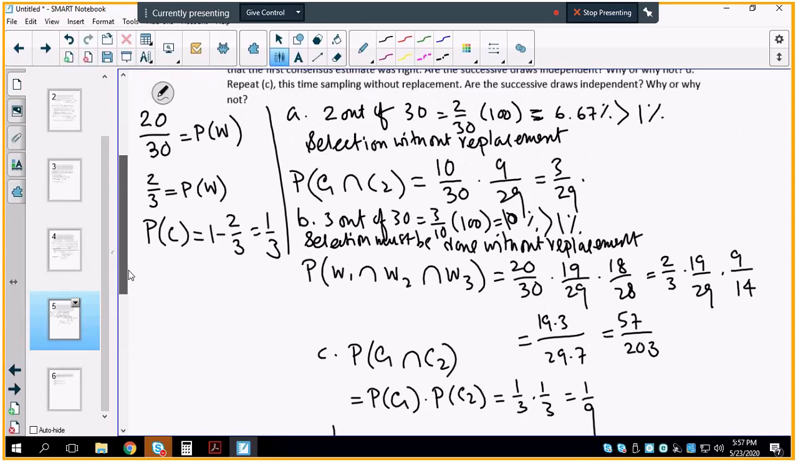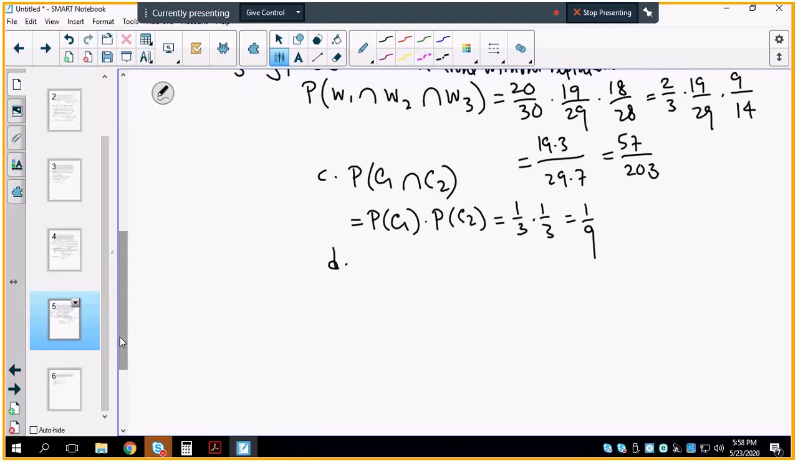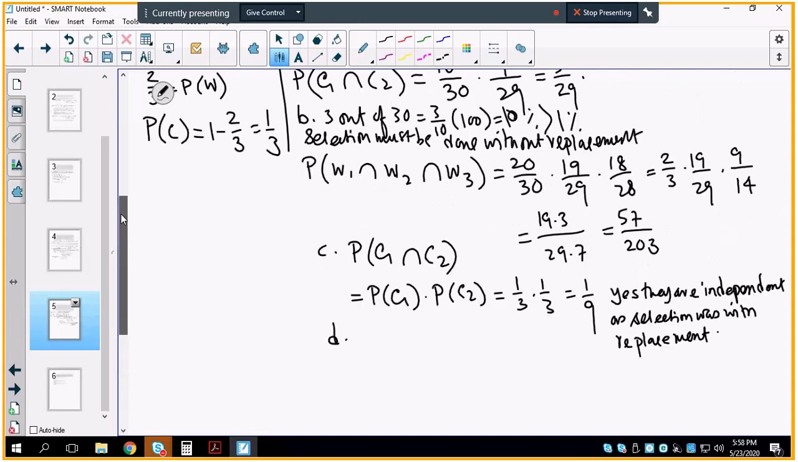The fourth one, in this part it is also asking, are the successive draws independent? Why or why not? So I'm going to say that yes, they are independent. And why are they independent? Because you have done the selection with replacement. Remember, with replacement doesn't have any effect on the probability of multiple draws, so it is independent. Okay, we'll carry on to number 4.